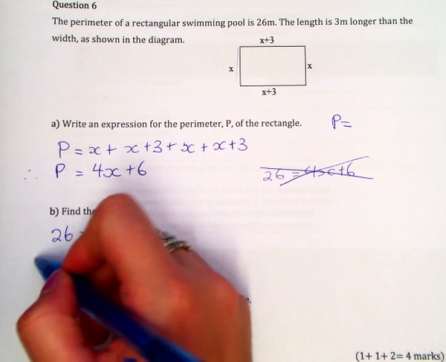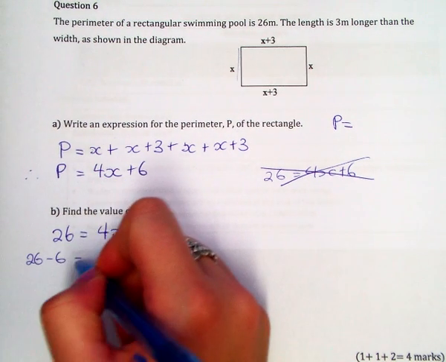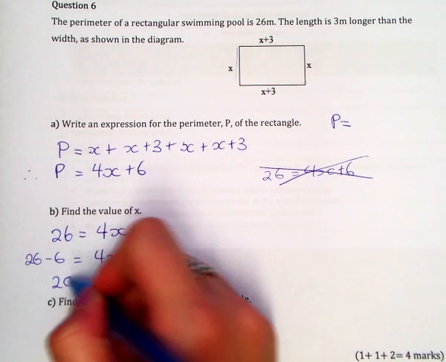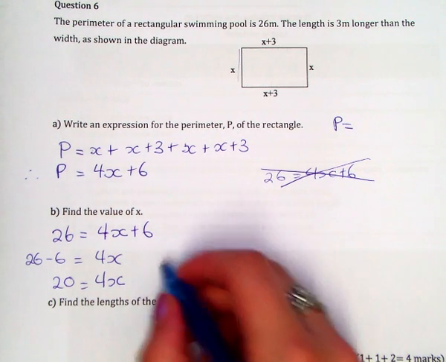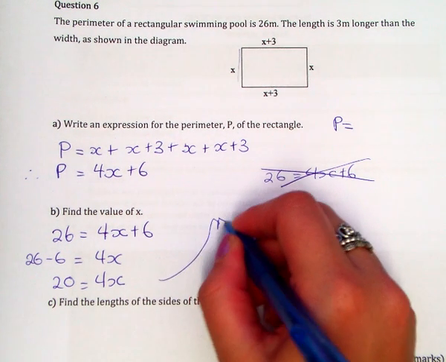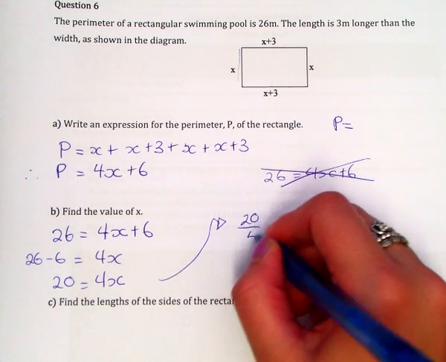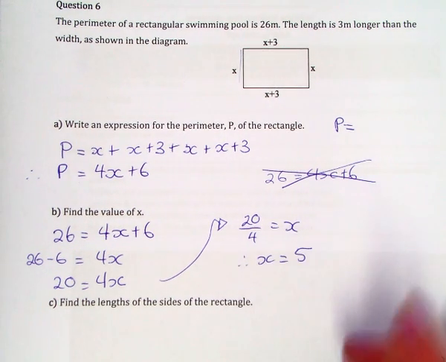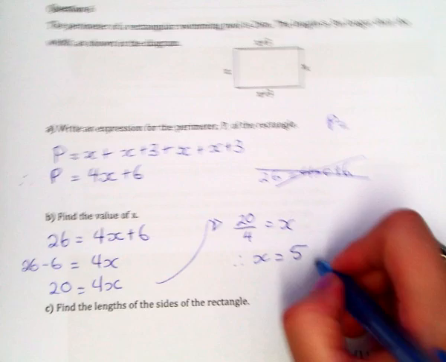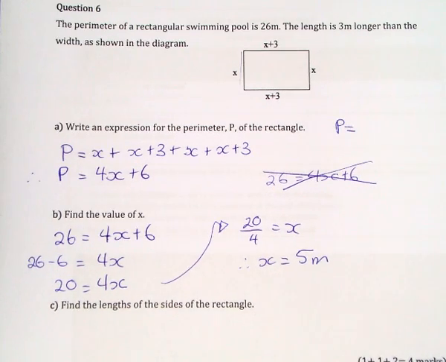So we subtract 6 from both sides of the equation. So we've got 20 equals 4x, and then divide both sides by 4. 20 divided by 4 equals x, so therefore x is equal to 5. So the value of x is 5, and that's in metres.